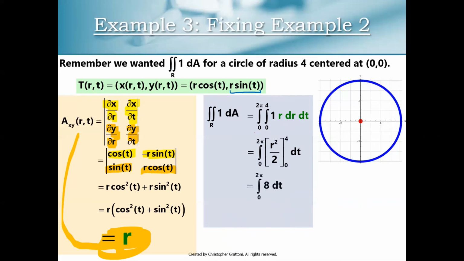And oh my gosh, it took us 44 minutes and 22 seconds, but we did it. We have 16 pi. That is the area of this circle in xy space. And we did it using a change of coordinates to do a double integral in RT space.